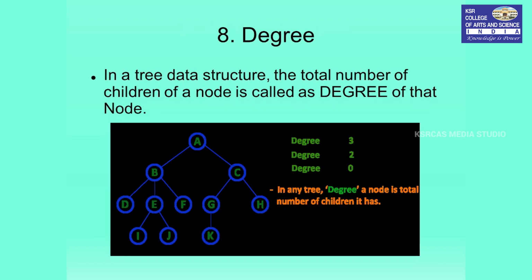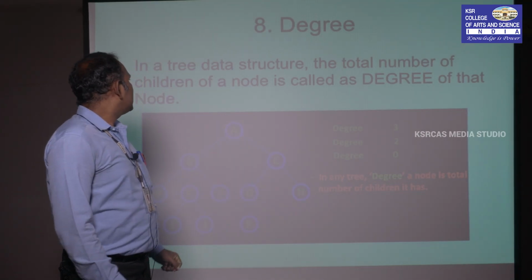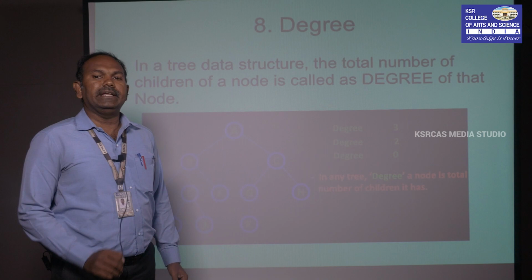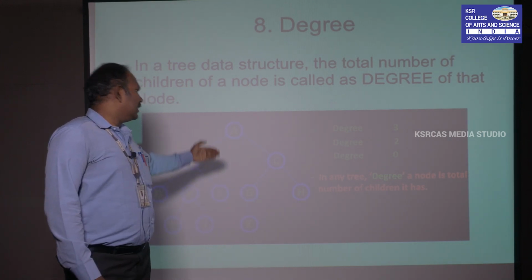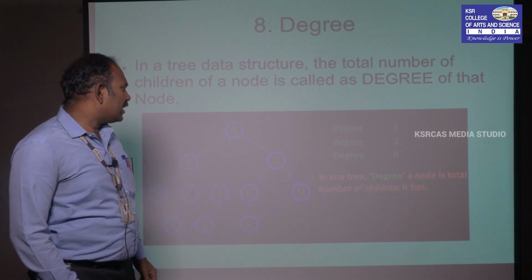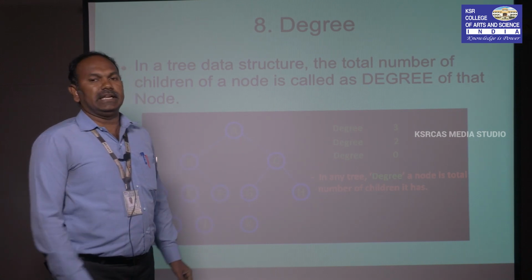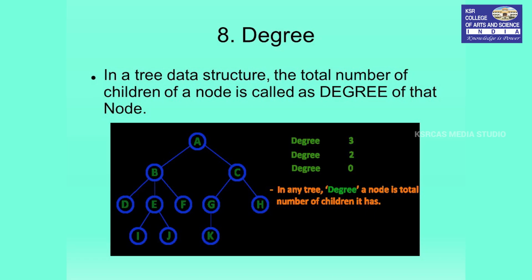Degree. What is the degree in tree terminology? It's nothing but a data structure property. The total number of children of a node is called the degree of the node. Let's see the diagram. In this tree, the degree is 3, the total number of children it has. So here A is 3 and B is 2, and I is 0. So this is the degree.